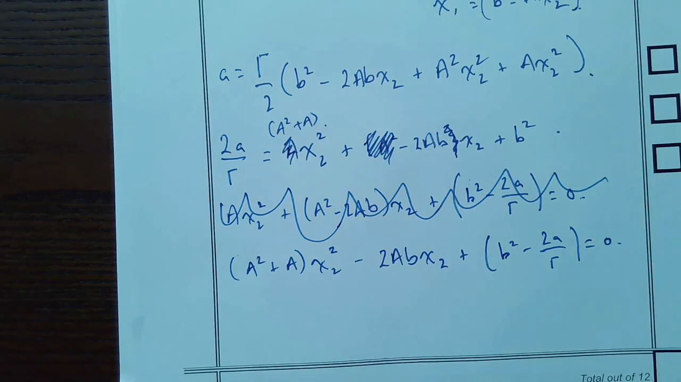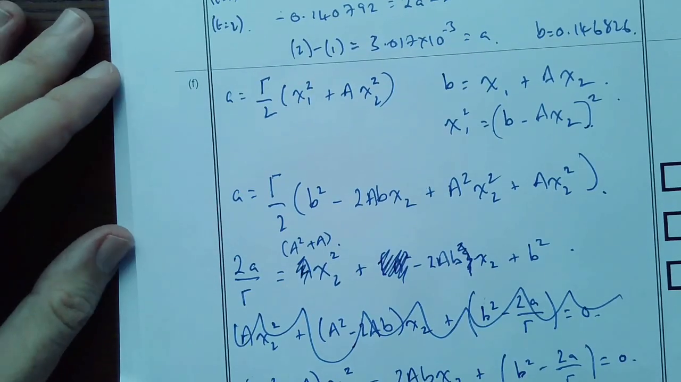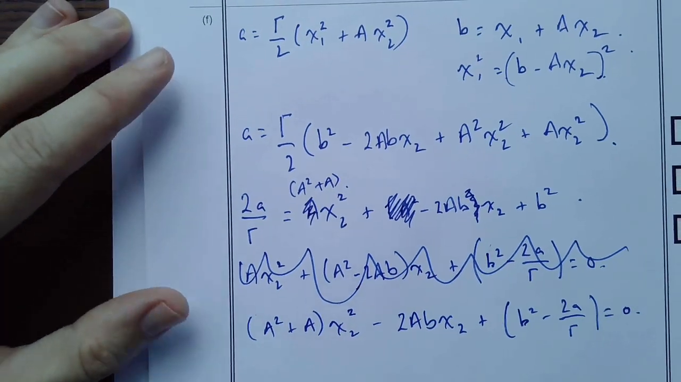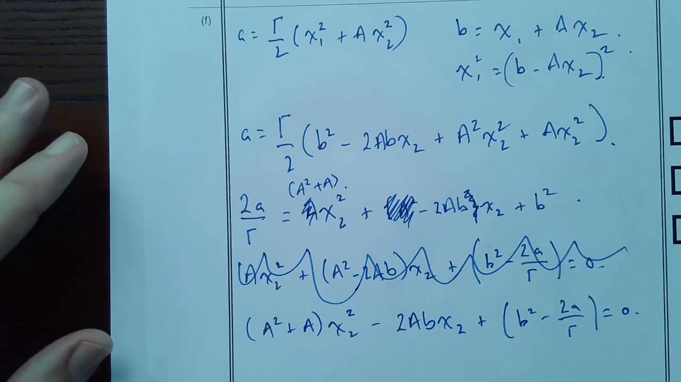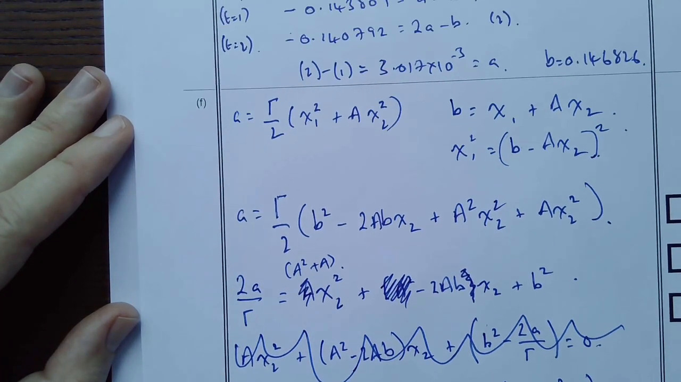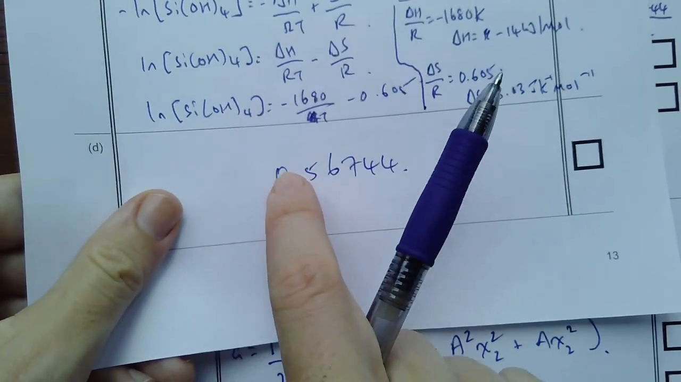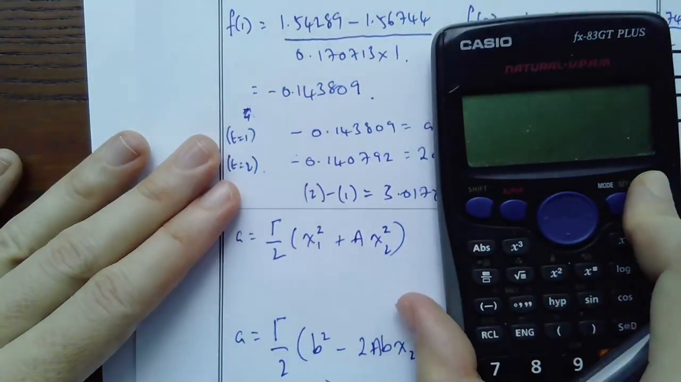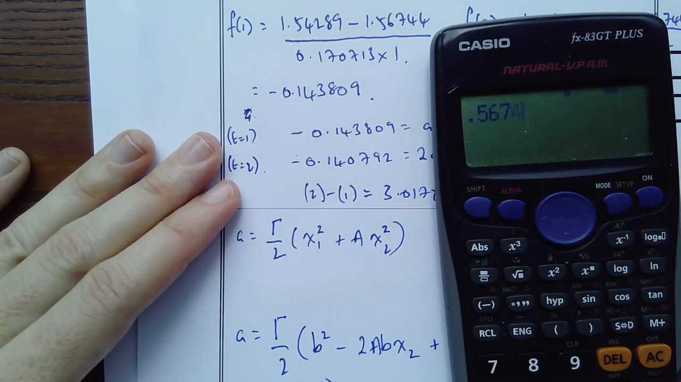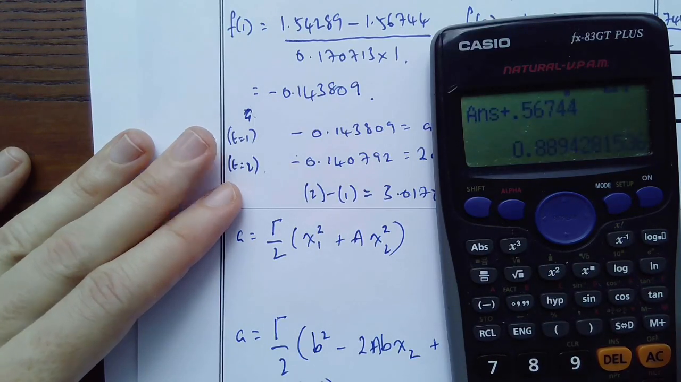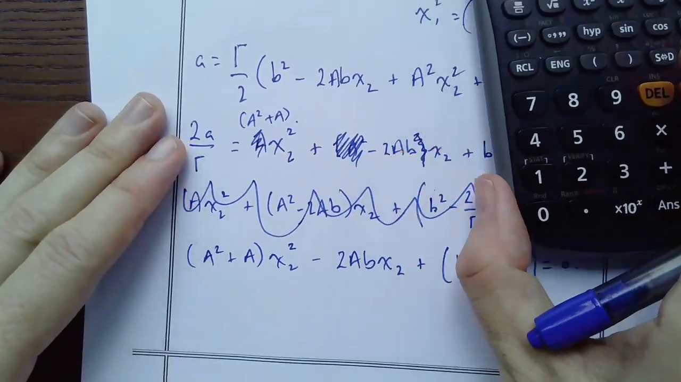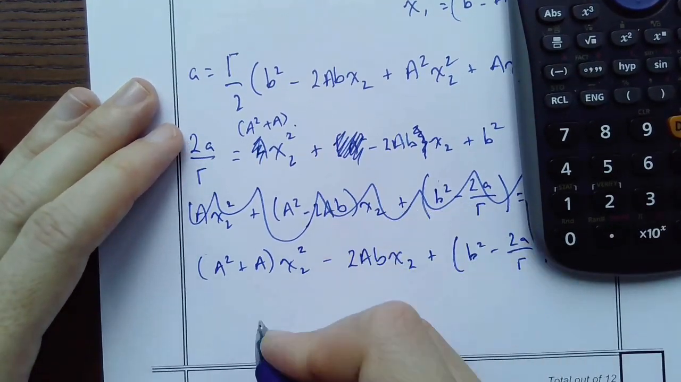But there we go. And now I'm going to put my numbers in. All right, so a squared plus a. I should have a number for a somewhere, hopefully. Calculate the constant a. Yeah, so a was this number here. So it's going to be that squared plus itself: 0.56744 squared plus 0.56744. It's in calculator mode, right?